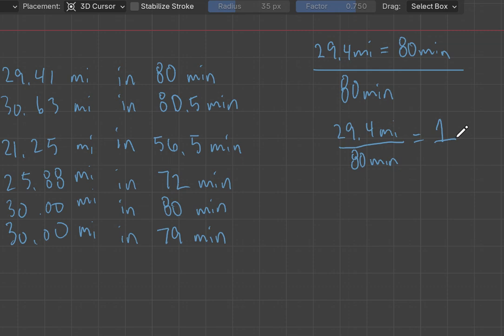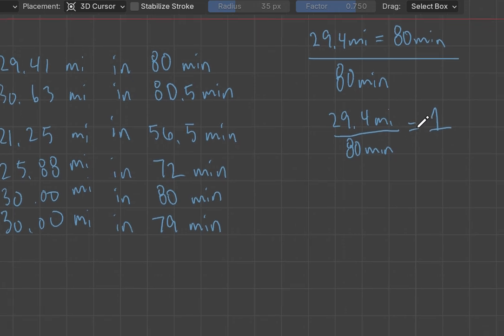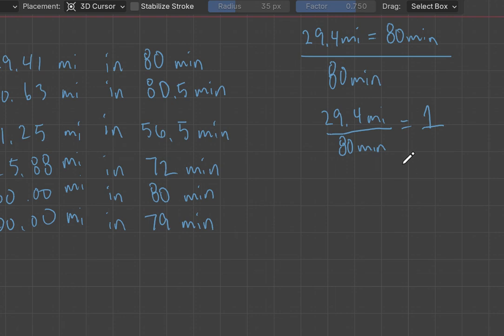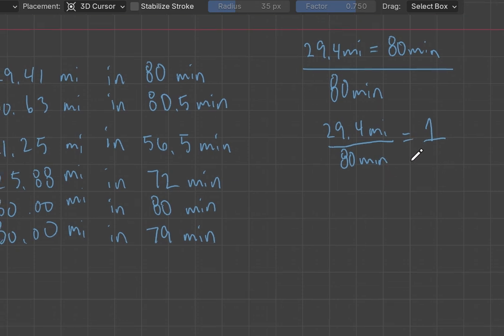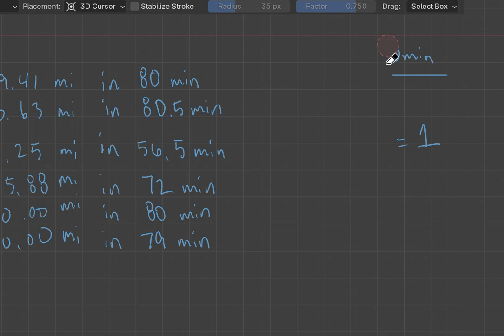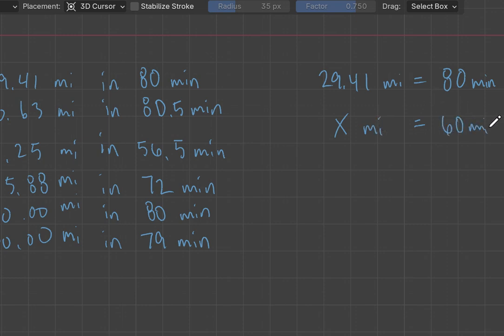But really, what I want, so this will give me miles per 80 minutes, which is not exactly what I want. What I really want is miles per hour. So if I write this again, 29.41 miles is equal to 80 minutes. What I want is some X miles in terms of 60 minutes, because there's 60 minutes in an hour.